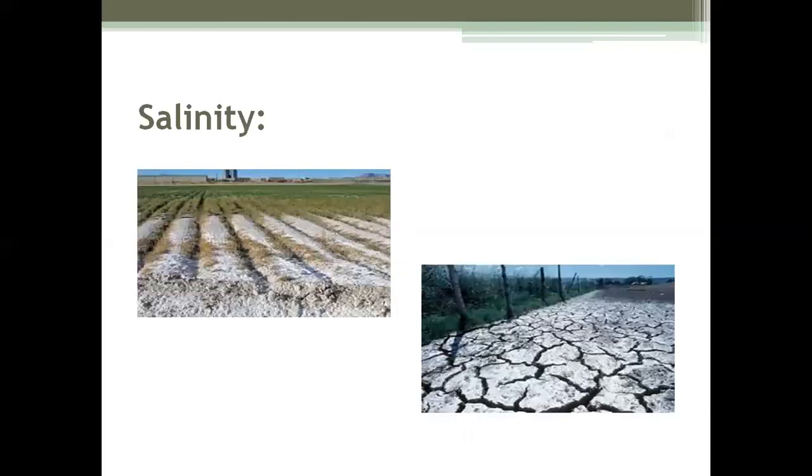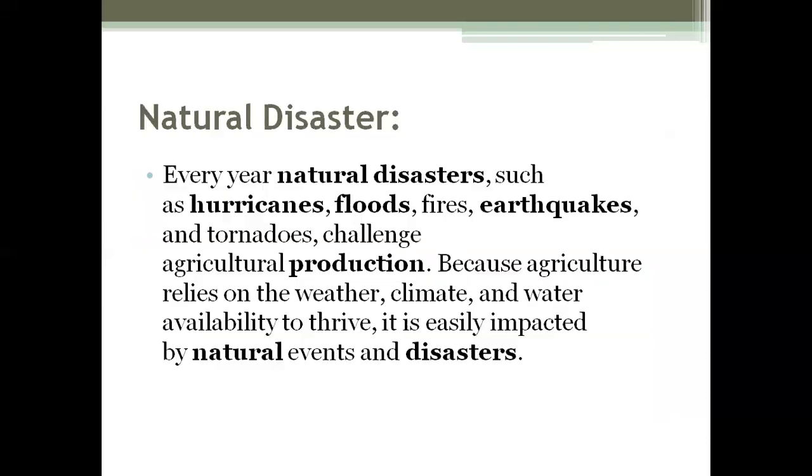Okay, you can see this condition in these two pictures, that the land has become saline, or you would say the soil has become saline, having traces of salt on it. You can easily see the traces of salt here.